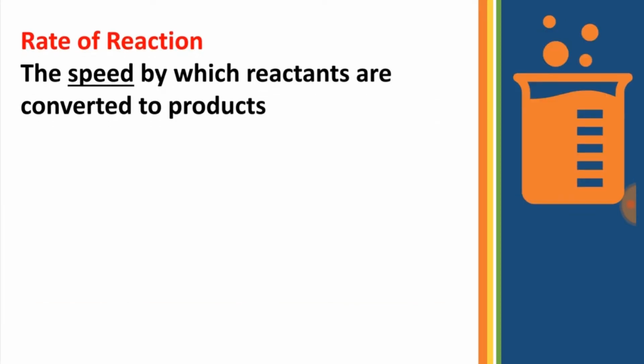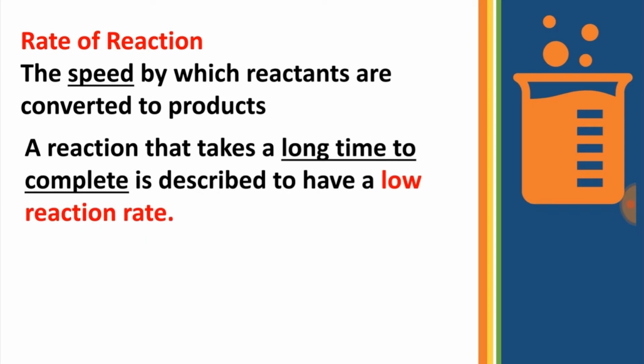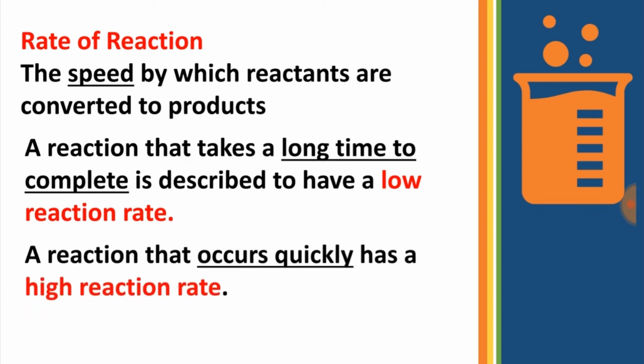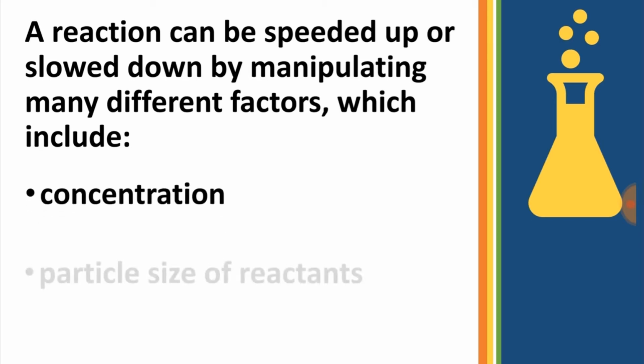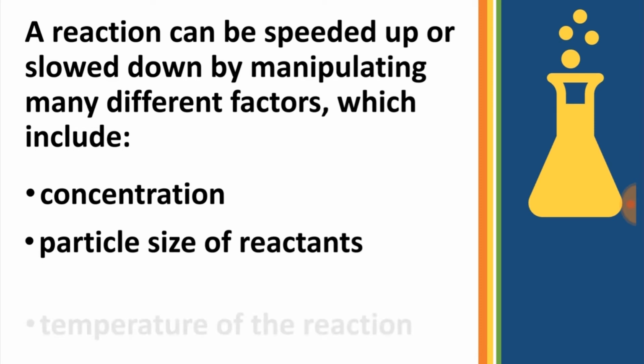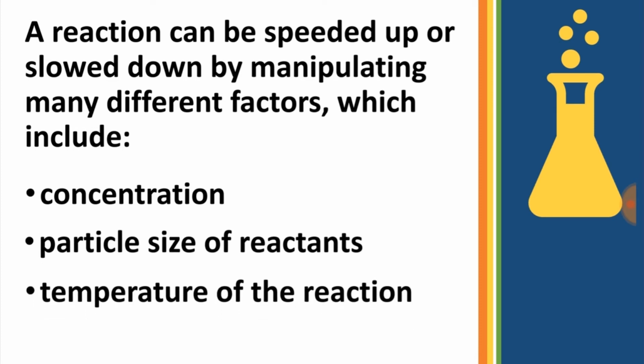Let us now proceed to the rate of reaction. Rate of reaction is the speed by which reactants are converted to products. A reaction that takes a long time to complete is described to have a low reaction rate. A reaction that occurs quickly has a higher reaction rate. A reaction can be speeded up or slowed down by manipulating many different factors, which include concentration, particle size of reactants, and temperature of the reaction.